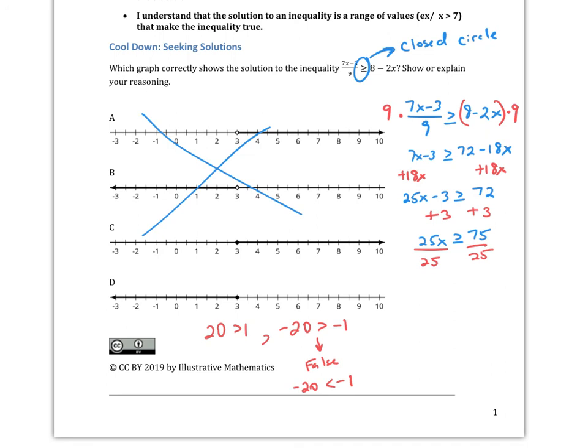But back to the problem, when I divide both sides by 25, I end up with x is greater than or equal to 3. So I'm looking for all the values of x that are bigger than 3, and I can see that C has that possible solution.